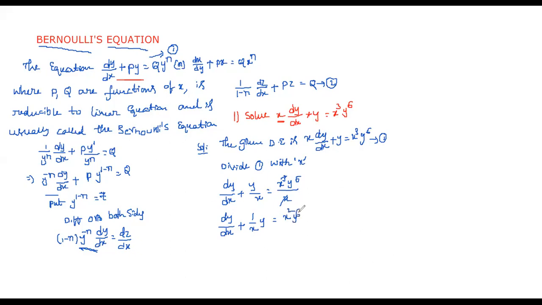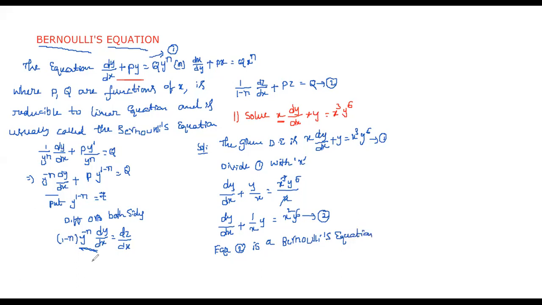x squared y power 6. Let it be taken as equation 2. Now, is this directly in the form of Bernoulli's equation or not? See here: dy by dx plus p of x into y is equal to q of x into y power n. So equation 2 is a Bernoulli's equation. It means this is a non-linear equation. Okay, we are converting it into linear.